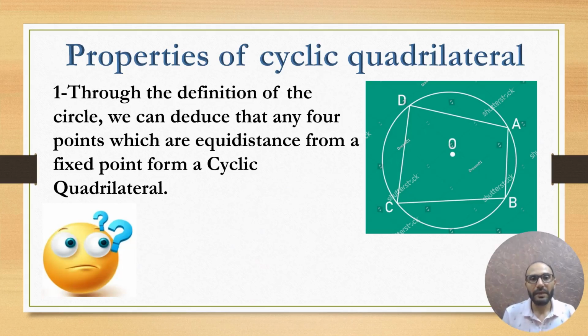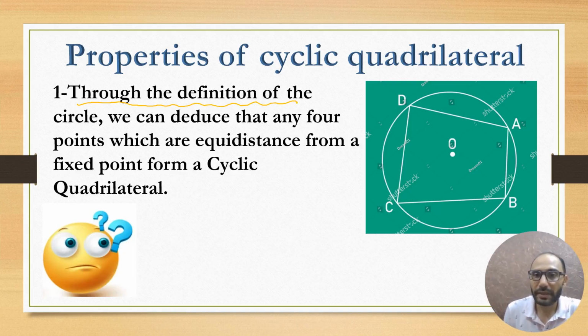Look at it here, the properties of the cyclic quadrilateral. There are some properties for the quadrilateral that could be inscribed in a circle. And the first one of them comes through the definition of the circle. Who can remember the definition of the circle?